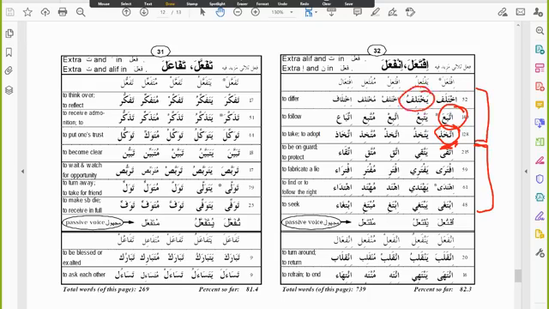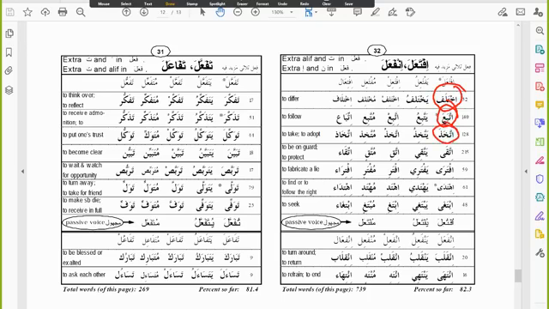Let's see, yakhtalifu. Ikhtalafa, we said to differ, so differing, and yattabi'u, following, yattakhidhu, taking, or adopting. Now let's go for the imperative form, in which ikhtalif, you're asking him to differ. Ittabi', you're asking him to follow. Ittakhidh, you're asking him to adopt. So let's do it again. Ikhtalafa, to differ. Ittaba'a, follow.